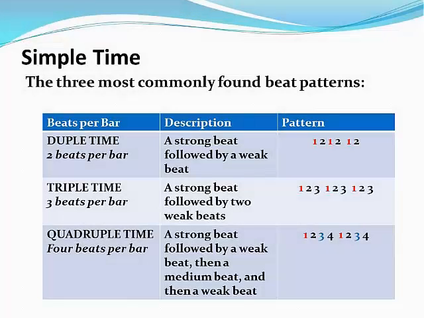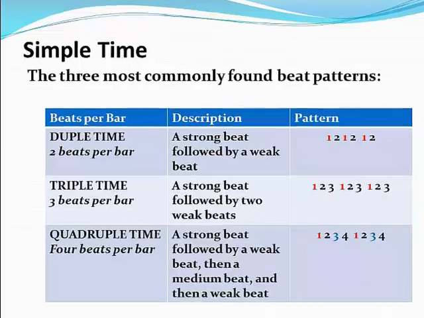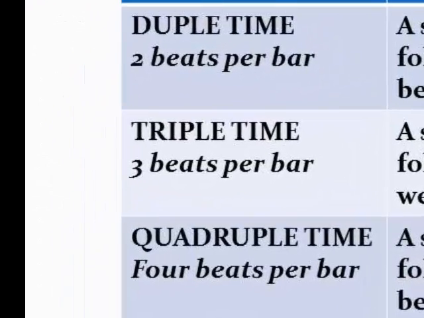In beginning theory, we covered simple time. Remember that in simple time, the top number is either a 2, which is duple, a 3, which is triple, or a 4, which is quadruple.